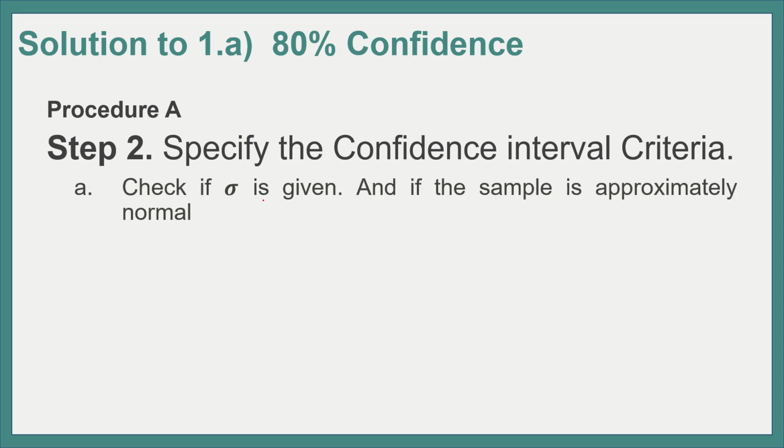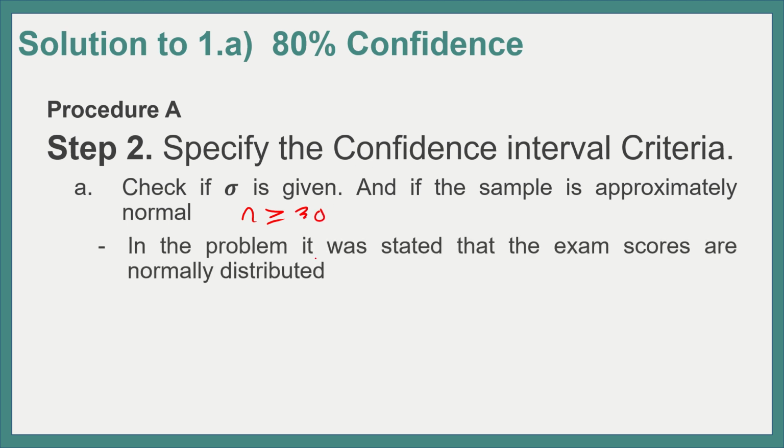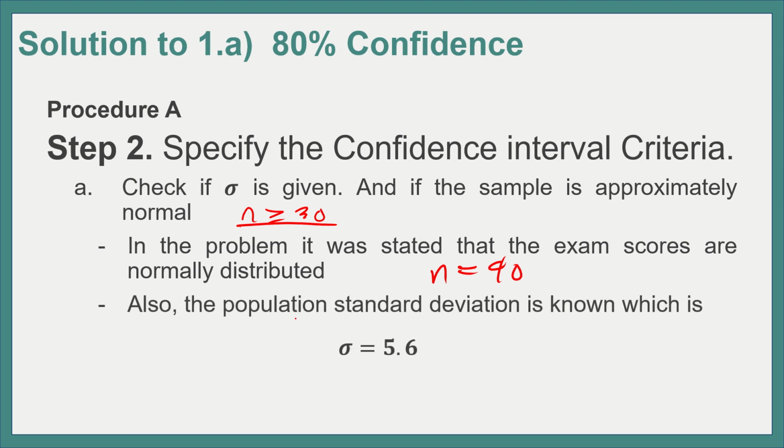First, we need to check if sigma is given and if the sample is approximately normal and our n is greater than or equal to 30. In our given, it was stated that the exam scores are normally distributed and our n is equal to 40. Therefore, this satisfies this condition, so our n is greater than 30. Also, the population standard deviation is given, which is equal to 5.6.